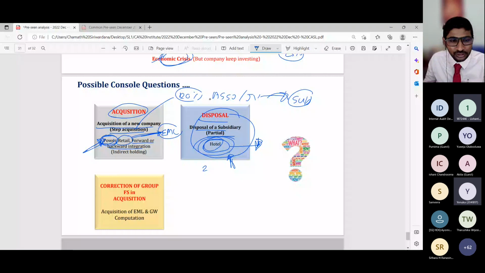And I have also mentioned correction of the group financial statements of the acquisition. They might say the group financial statements have already included EML, but the treatment is incorrect, then you have to correct it. Or they have not incorporated EML and you have to incorporate EML by including those figures. So those might be the possible consolidation questions.